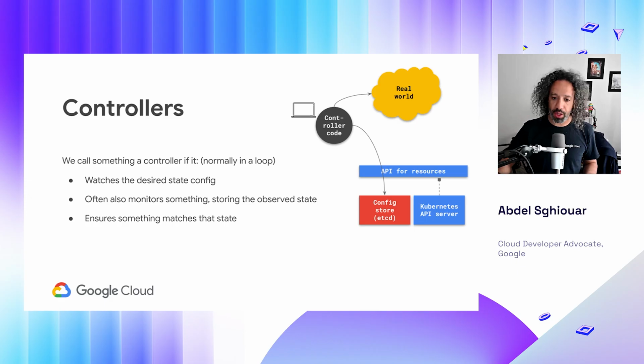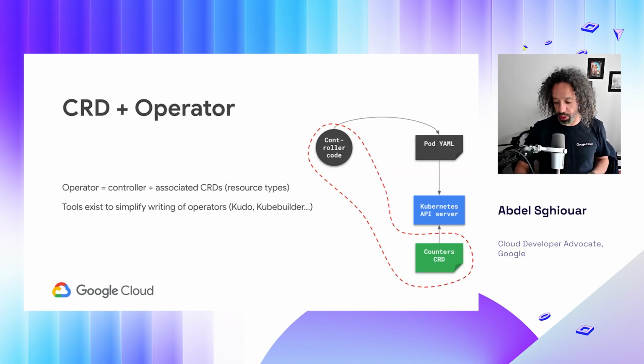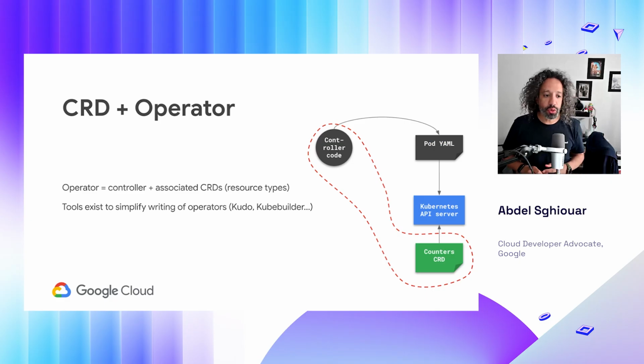So you commit an object to the cluster, that's the desired state, and then a controller will trigger when that object is committed and will provision a resource associated with that particular object. The CRD plus operators is actually what makes Kubernetes extensible. That's what we mean by extensibility. You can build operators in multiple ways: Kudo, KubeBuilder, or any other programming language.